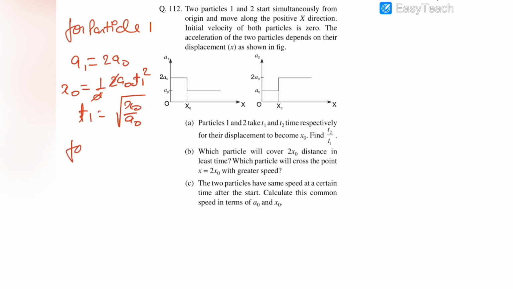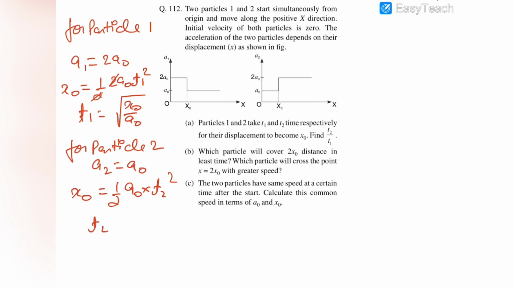Now for particle 2. For particle 2, we know that it is also traveling with a constant acceleration of a naught. So to travel this distance x naught, it would take (1/2) a naught t2 square. So t2 would be equal to root of 2 x naught by a naught. Okay, so t2 by t1 will be equal to root 2. So this is the answer of part 1.